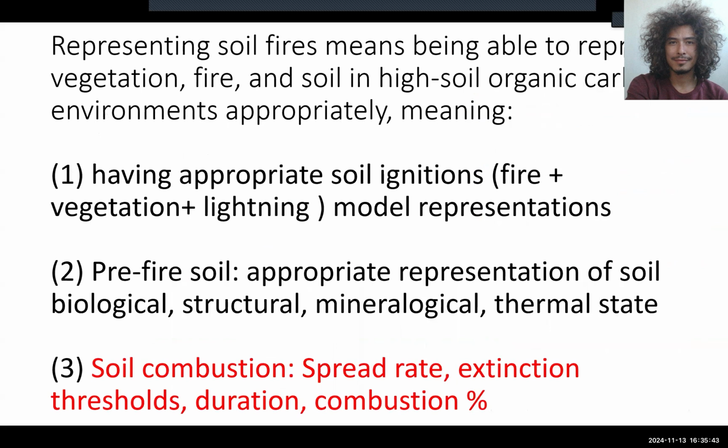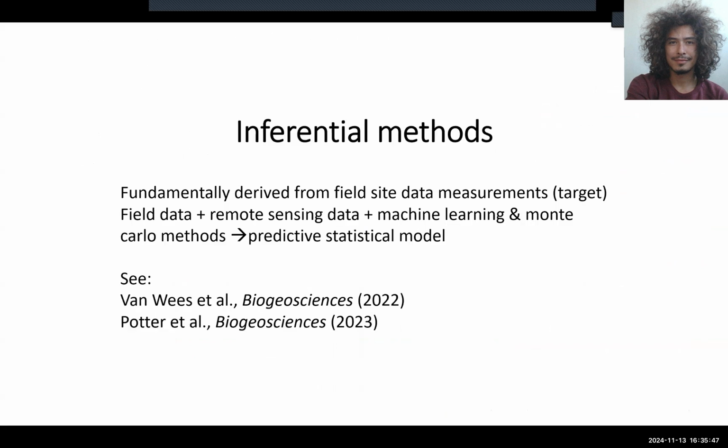So, finally, to soil combustion. How might we represent this in such a model, since this is not done yet? There are inferential and explicit process-based methods. Inferential would be taking field data of, say, burn depth or burn fraction of soil, and matching that against the conditions that preceded or post-dated a fire, climatologically, the behavior of the fire, and various other things like topography or vegetation, and using machine learning to create a predictive statistical model. This has been done a few times now.